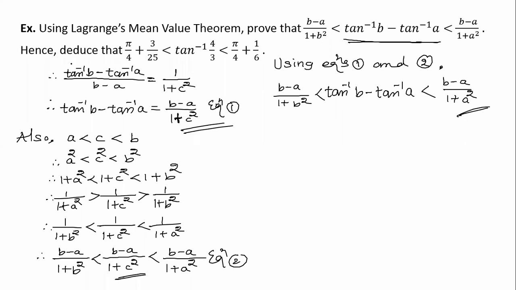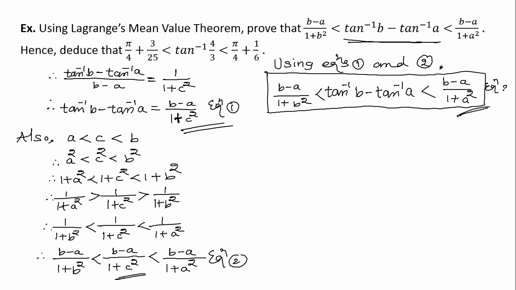But still the problem is not over here. They are again saying, hence deduce that pi by 4 plus 3 by 25 less than this much, and that is again less than something. So we have to take care of that. So in this, whatever we have just proved, this is a general and powerful result. Let us call this as equation number 3.